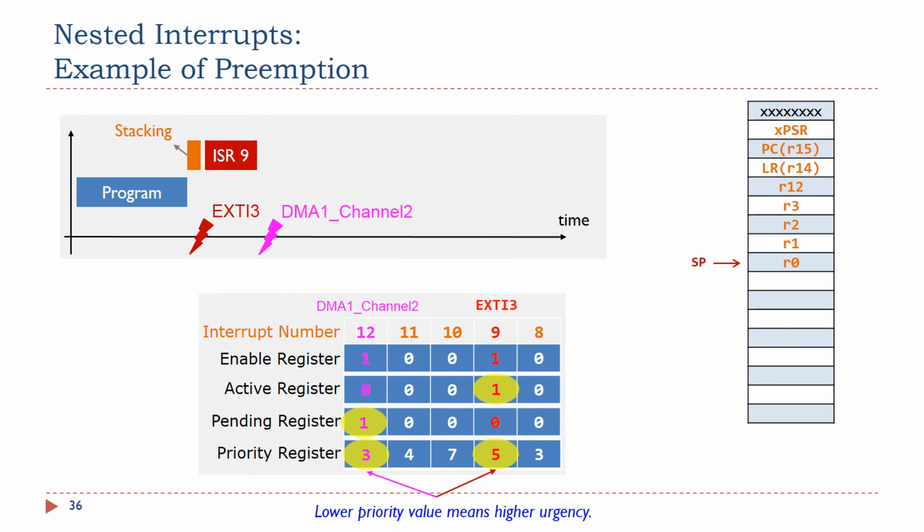Suppose another interrupt request, DMA1 channel 2, arrives, before the interrupt service routine 9 completes. In addition, this new coming interrupt has a higher urgency than the current interrupt being served. As you see from this table, the interrupt priority value is 3 for interrupt 12, and 5 for interrupt 9. Note that, for ARM Cortex processors, a lower priority value actually represents a higher urgency. Accordingly, NVIC has to respond to the new coming interrupt.